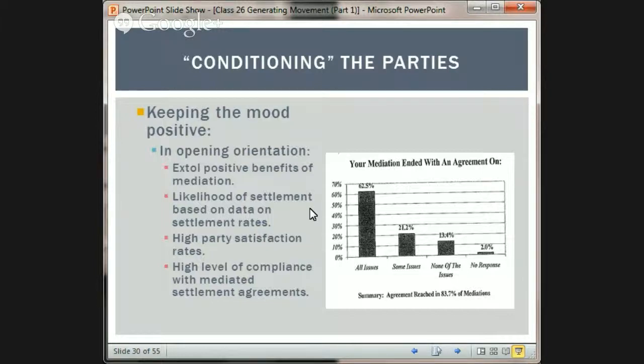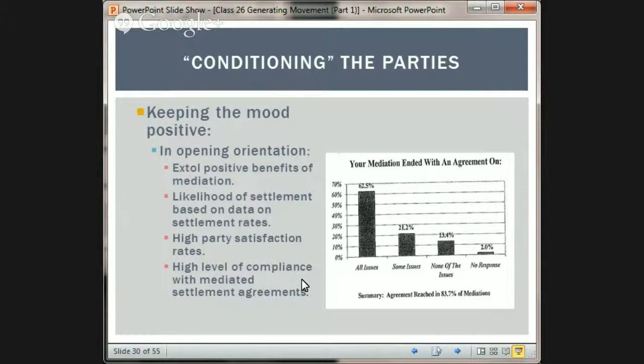And you might want to do some research to see if any of your state agencies are reporting the results of their own evaluation form, assuming they have one. But there are places where you can find this data and use it to do this sort of conditioning. High party satisfaction rates. So you remember that the satisfaction rate in Virginia was 90% or more. And high level of compliance with mediated settlement agreements.